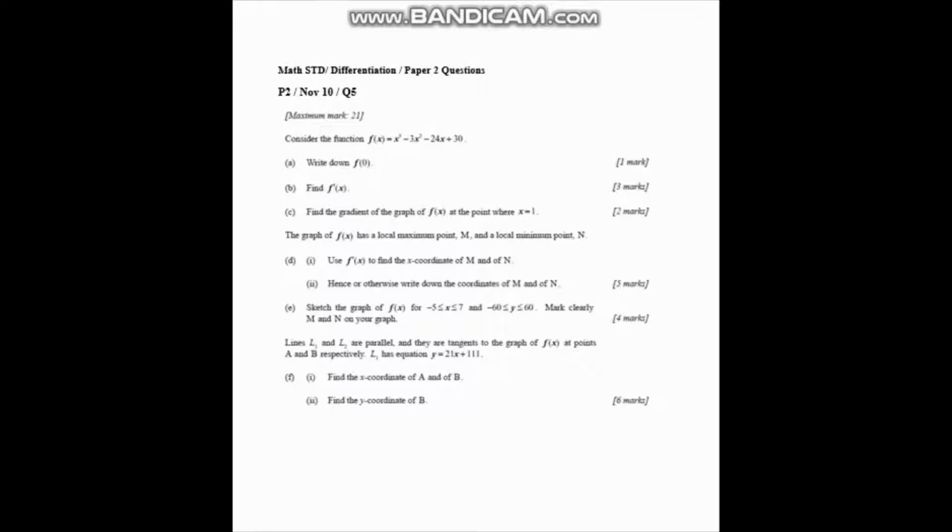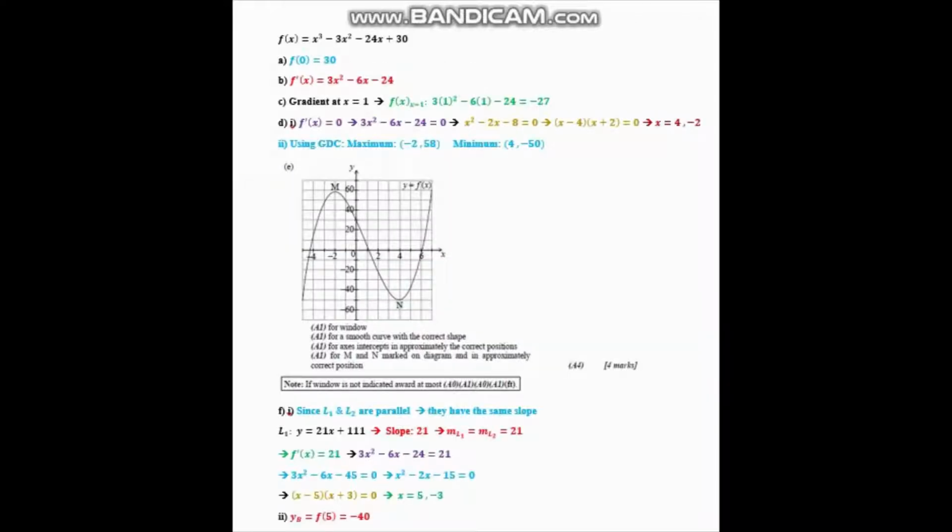So in question A, you are required to write down f of 0 given this function f of x. So I simply substitute the x with 0, and any term that has x shall be cancelled out. So this is 0, 0, 0, and hence f of 0 equals 30. Next, I need to find f dash of x. So there is your original function in black, and there is your derivative function in red.